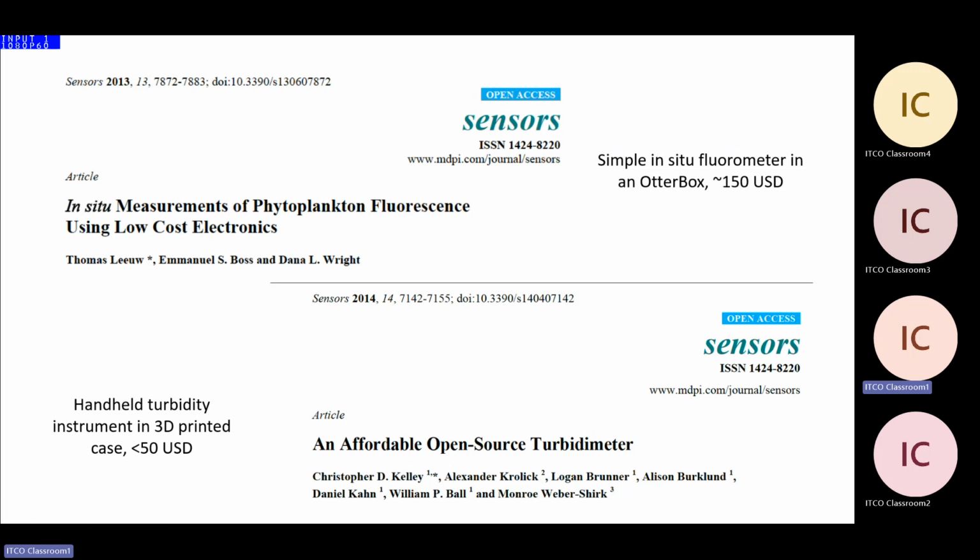This is just 2 other examples of some simple sensors, another fluorometer and another turbidity sensor. First one is actually a fluorometer that Tom Liu, the same guy that does HydroColor, did as a spin-off from an undergraduate project when he was at UMaine. It's basically a little in situ fluorometer that he's built. It goes inside an Otter Box. It has a battery, a logger, and it's about $150 in parts. The turbidity sensor on the bottom is a handheld unit, like $50 worth of parts, 3D printed case, pretty cool.